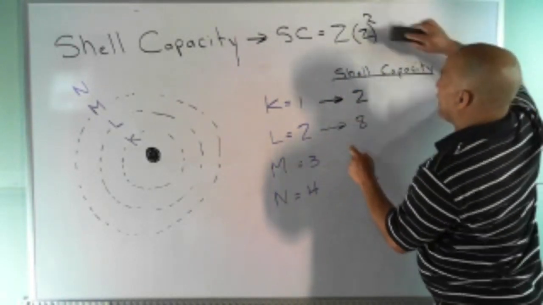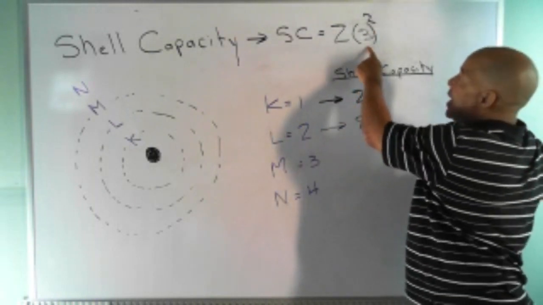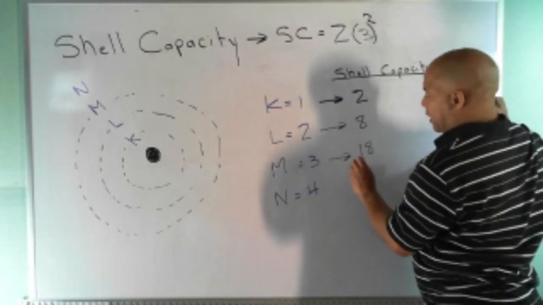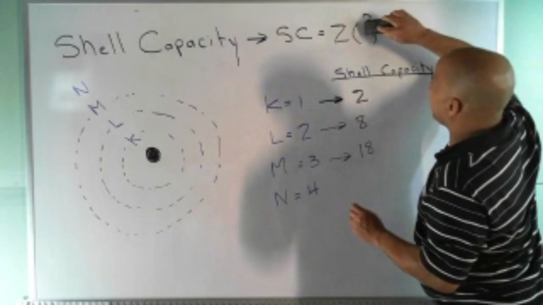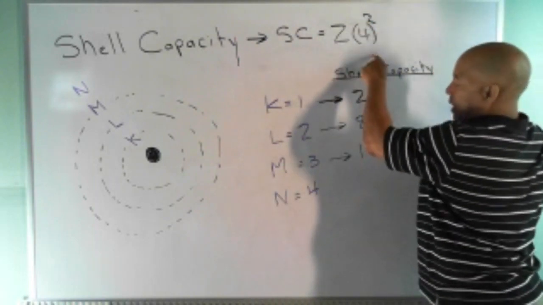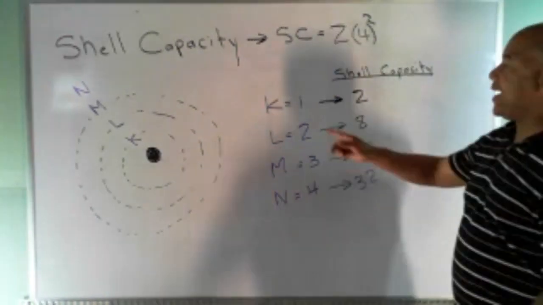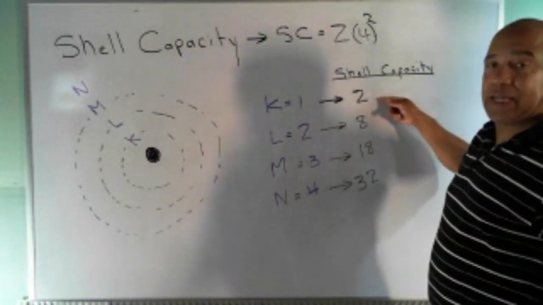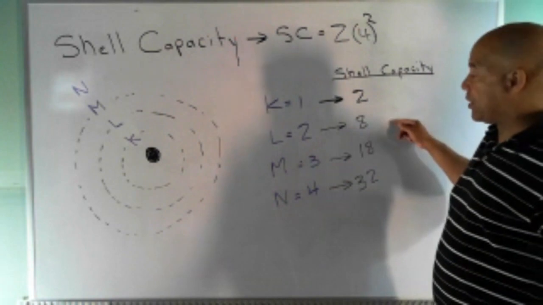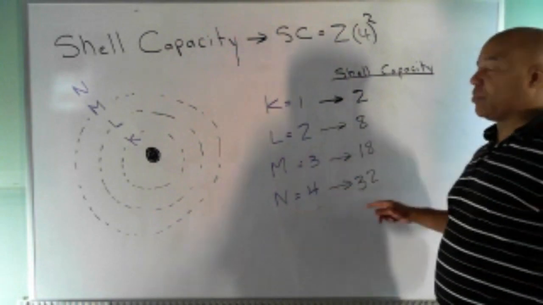I put a 3 in there. 3 squared is 9, and 2 times 9 is 18. So this can hold 18 electrons. And the last one, if I put a 4 in there, 4 squared is 16, and 2 times 16 is 32. So this can hold 32. The K shell can hold a maximum of 2 electrons. The L shell can hold a maximum of 8 electrons. M can hold a maximum of 18, and N can hold a maximum of 32.